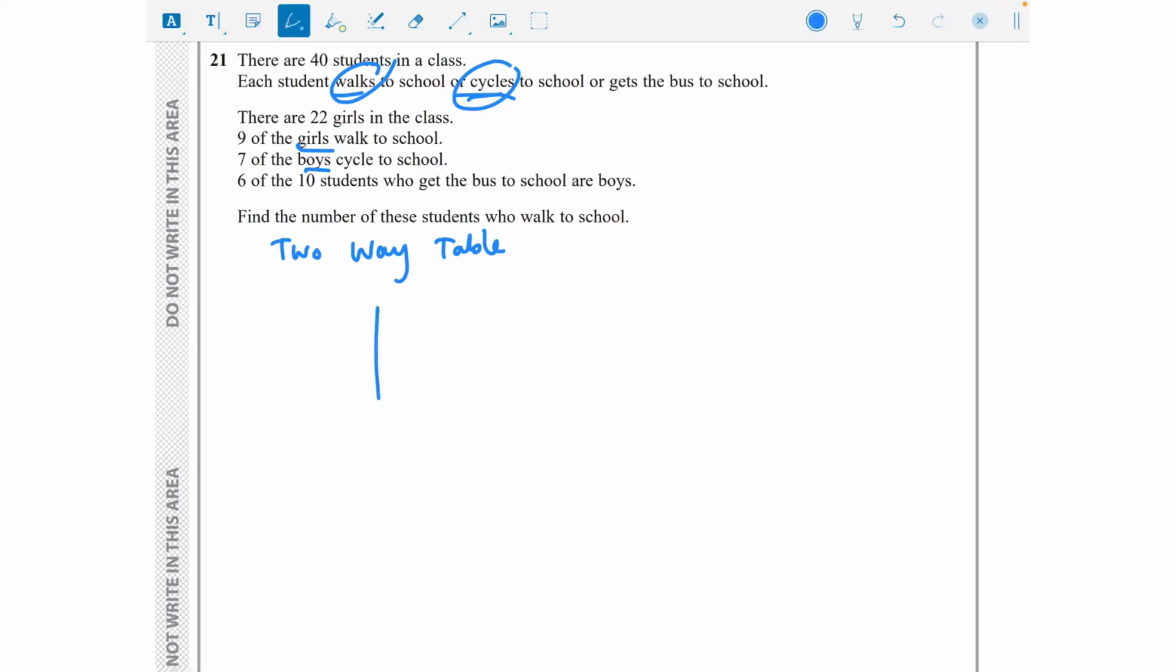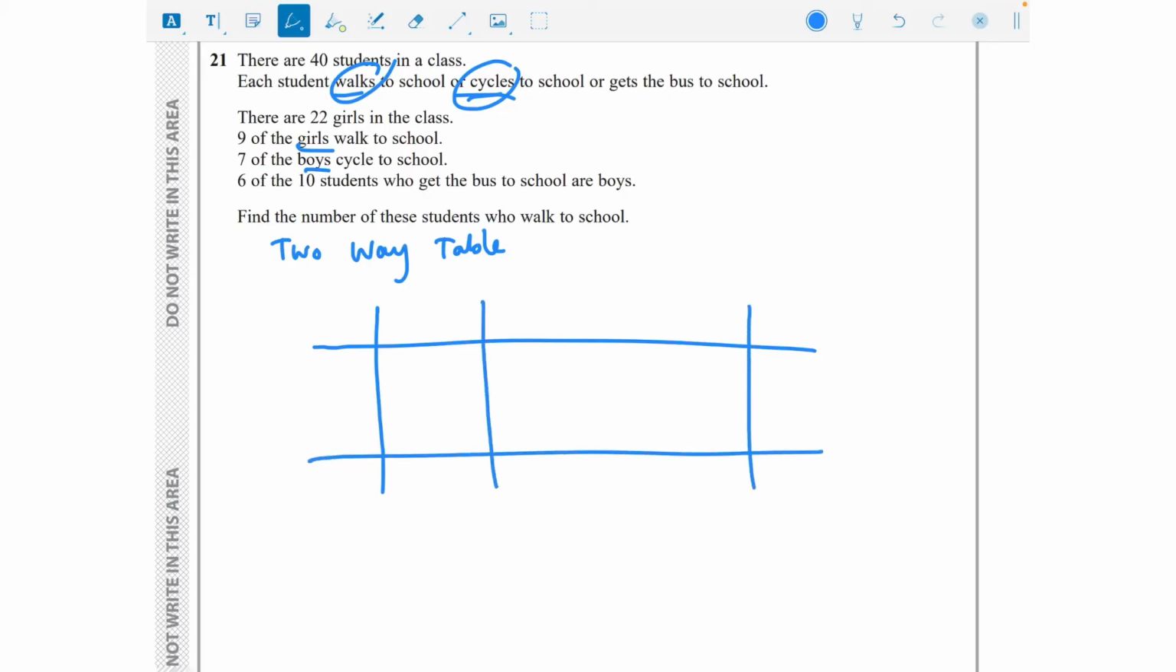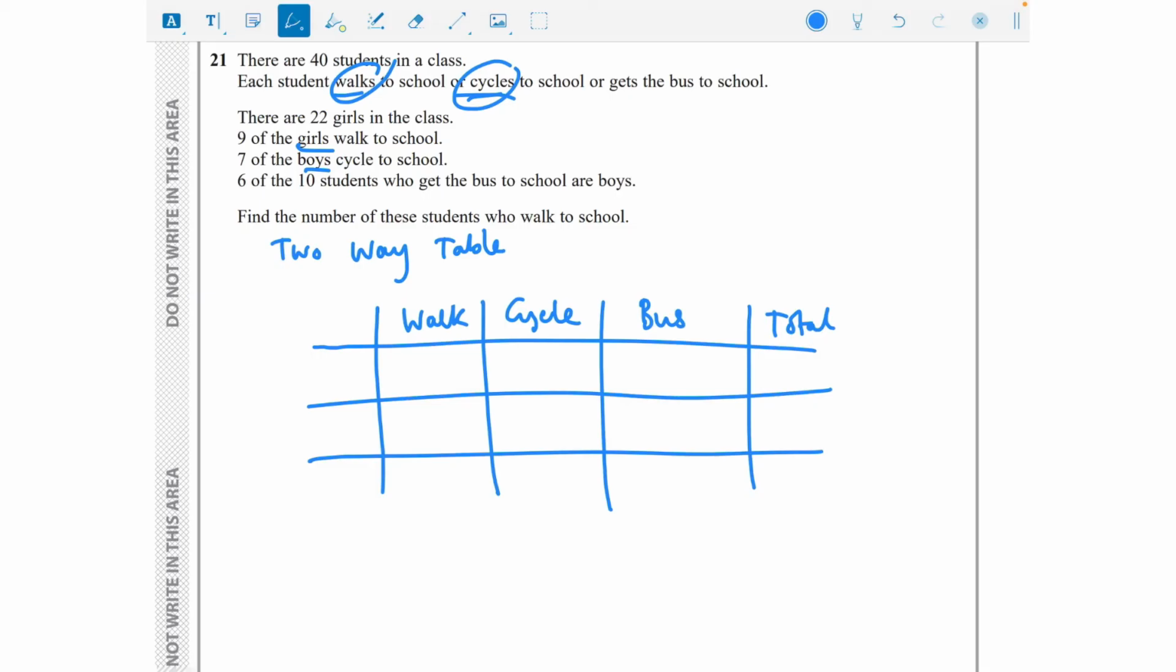And you don't have to draw it in the same order as me. You might have done a different order along the top, but ultimately your answer should be the same. This is why this one's a pain to mark, because everyone draws it differently. So we've got walking, cycling, and bus, and at the end we want to have the total. And then going in this direction, we've got girls, boys, and again the total down there.